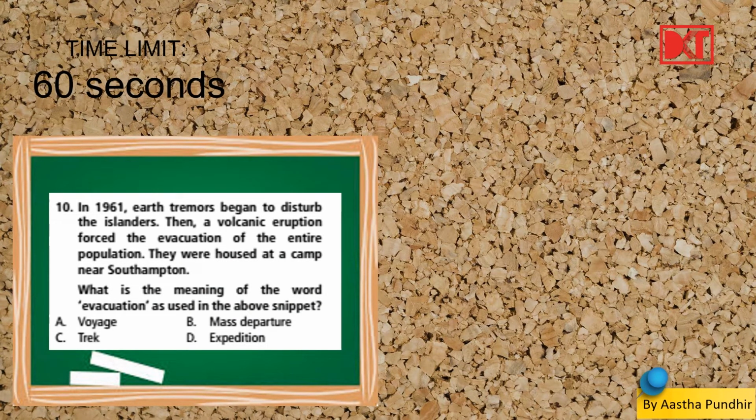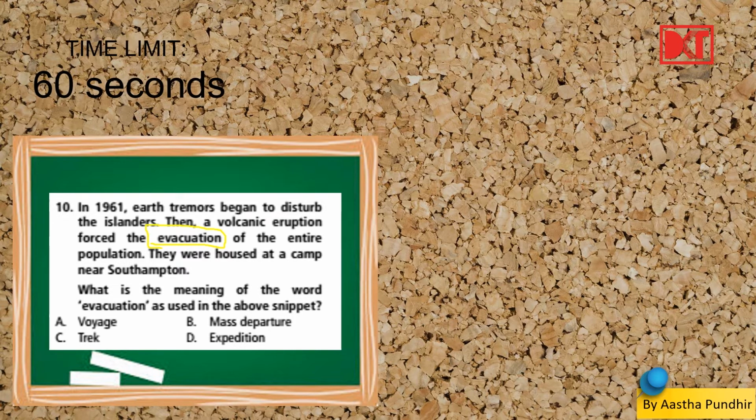Okay, here. In 1961, the earth tremors began to disturb the islanders. Then a volcanic eruption forced the evacuation of the entire population. They were housed at a camp near Southampton. What is the meaning of the word evacuation as used in the above snippet? A volcanic eruption forced the evacuation of the entire human population.